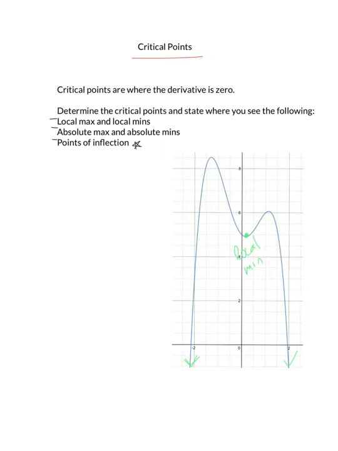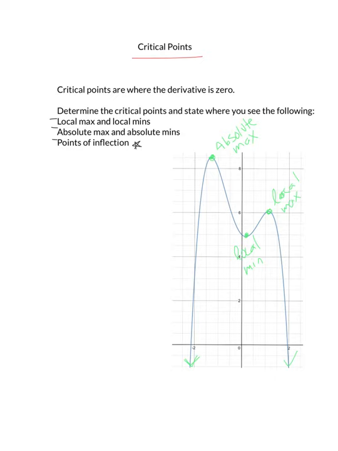Now I can see that I do also have a local max right here. So this is a peak, but it's not the highest that the graph will get. And that means that this max right here is going to be an absolute max. So again, no absolute min because this graph will go down to negative infinity, but there's the rest of those.